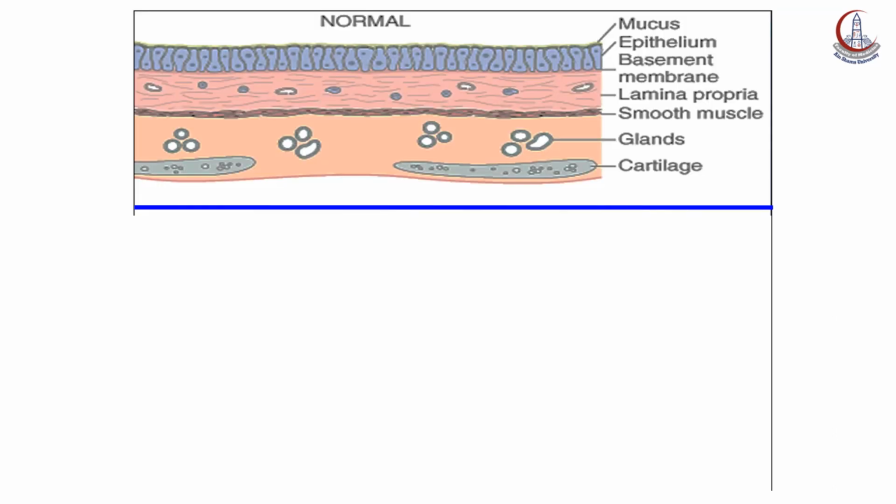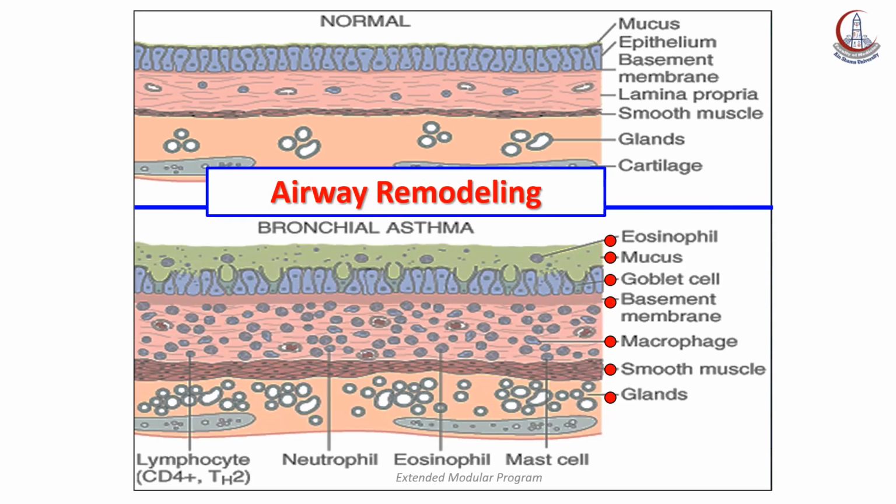This is also a diagram to show the comparison between the normal and the bronchial asthma. The normal here is lined by the epithelium with thin lamina propria, thin smooth muscle layer, few mucin-secreting glands and cartilage. In case of asthma, the lumen is filled with mucus. The mucus here.